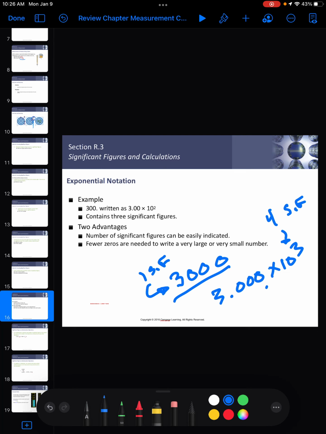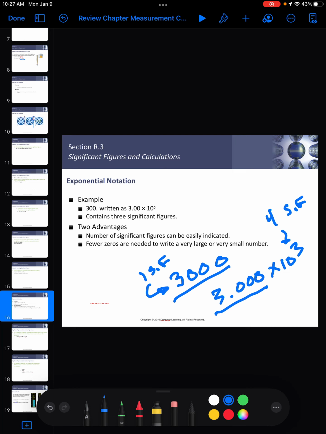Because we don't know if we were counting, like I said, by handfuls of grains of sand. What would be 1,000? I could put a handful in. And I'm just putting 3 handfuls into a bucket. And there's about 1,000 in a handful, 1,000 grains in a handful. So I don't know if I have 2,000 or 3,000 or 4,000, so I only have 1 significant figure. So this is the advantage. If you are writing your units in scientific notation, you immediately know your number of significant figures.